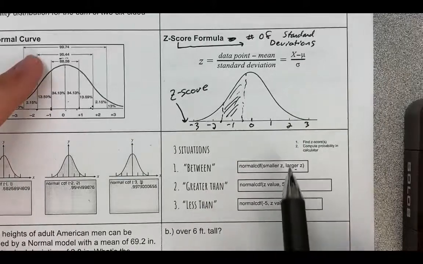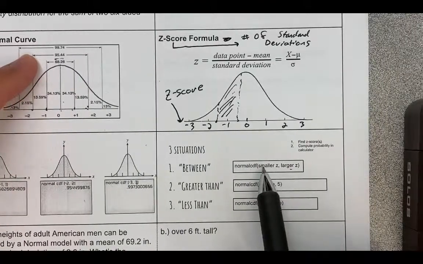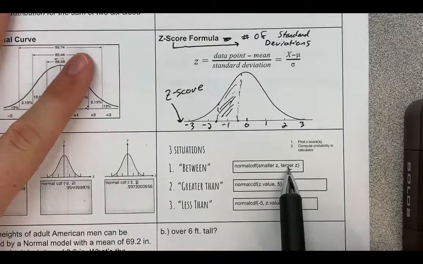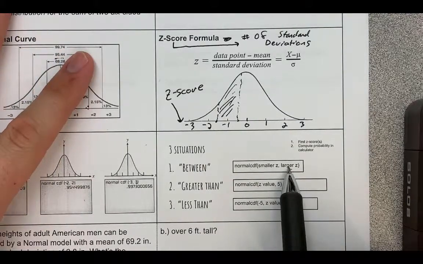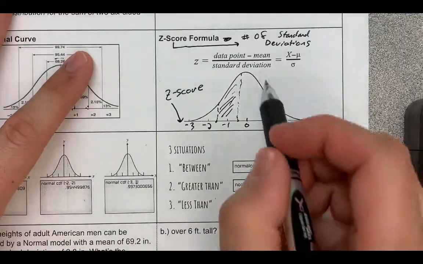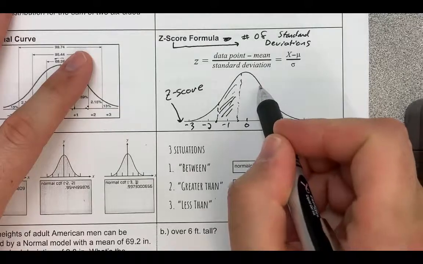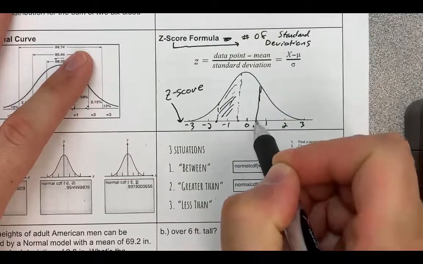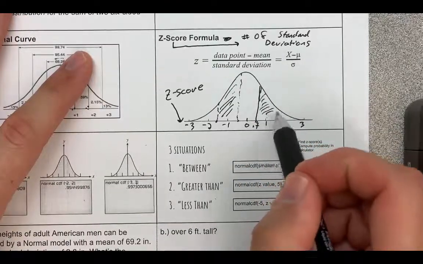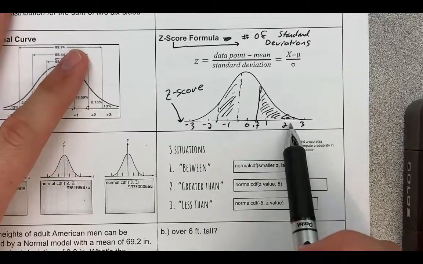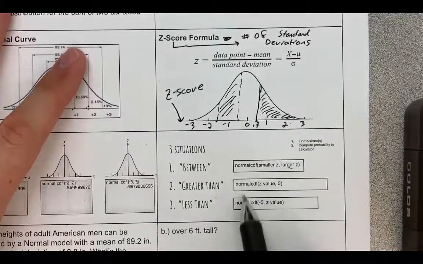So what we need to do is use the normal CDF, and we would just put that into the calculator with the smaller z-score, comma, the larger z-score. For the other examples here, greater than and less than, I'll just show you one of them. Suppose we wanted to know the probability of being greater than 0.7. So here's maybe 0.7. We want to know what percent of data would be to the right of 0.7, and we could figure that out in the calculator using the greater than.